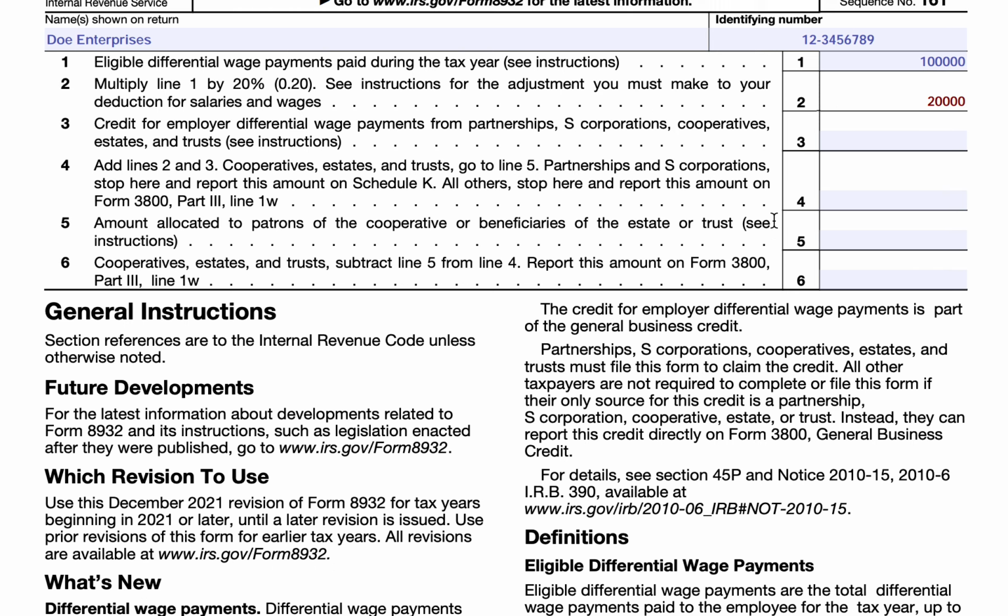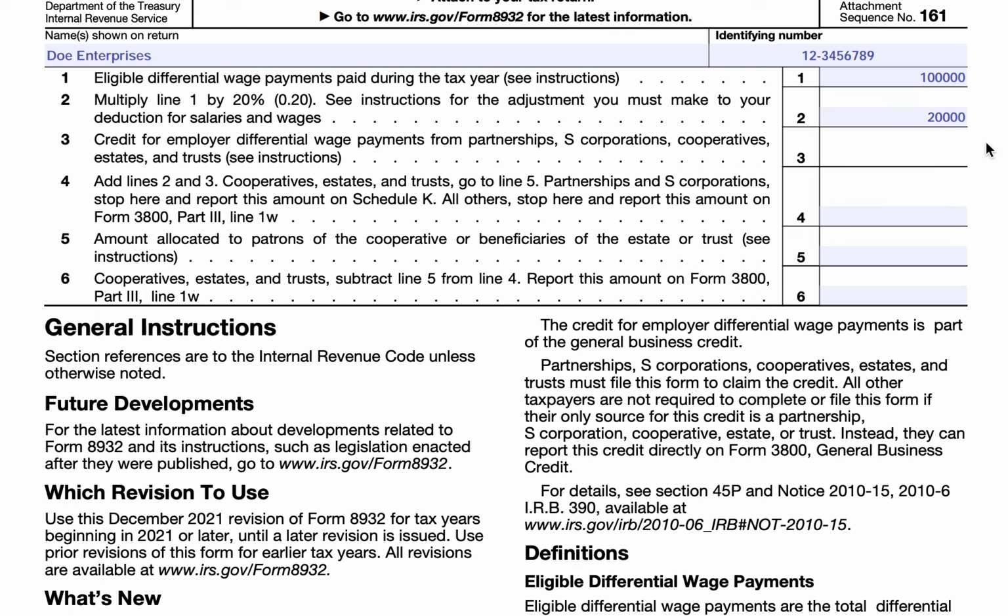In line 3, you're going to report any credits that you might have received from a pass-through entity for these credits. So it could be from a partnership, it could be from an S corporation, it could be from a co-op, it could be an estate or a trust. Whatever those credits are, you're going to add them in.